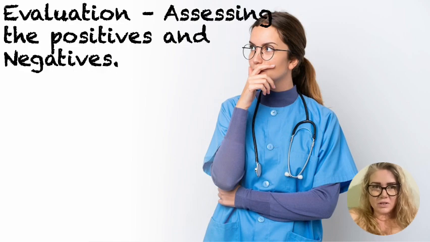Evaluation. Assessing the positives and negatives. The evaluation phase of Gibbs' reflective cycle involves assessing both the strengths and weaknesses of the situation to identify areas for improvement. Ingham-Bromfield, 2020. What didn't go well? The nurse's behaviour violated several professional standards. The ICN Code of Ethics, 2021.